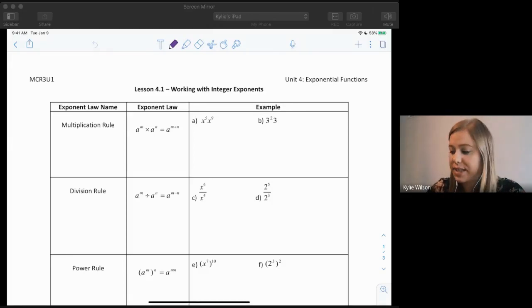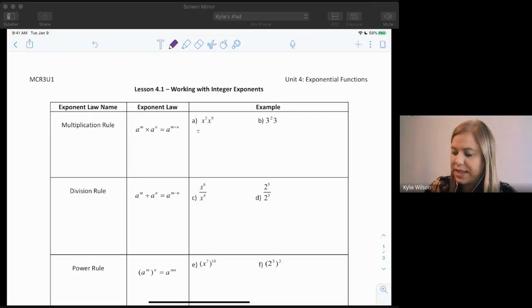All right, so we're going to start just by reviewing all of our exponent laws. And we did this way back in the beginning of the course. So the first one is our multiplication rule. When I have two exponents with the same base and I'm multiplying them, I just add my exponents.